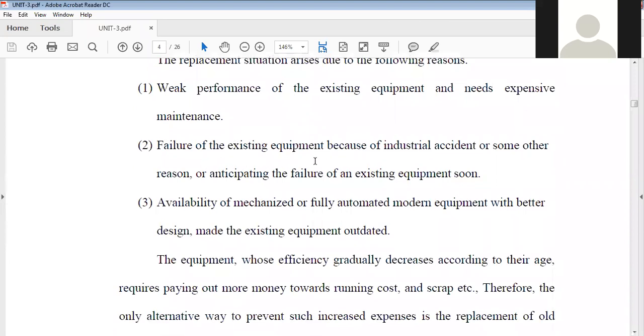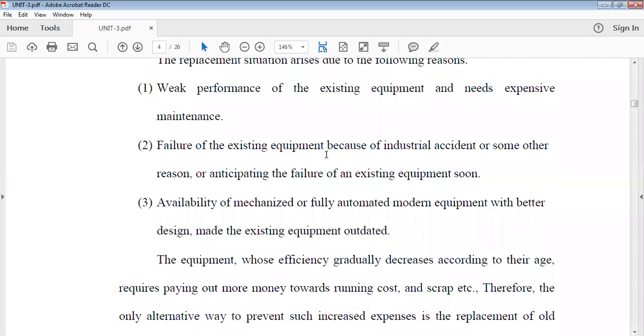Next, a failure of the existing equipment. Failure of the existing equipment because of an industrial accident or some other reasons, or anticipating the failure of the existing equipment soon. So this is another reason: failure of the existing equipment because of an industrial accident.